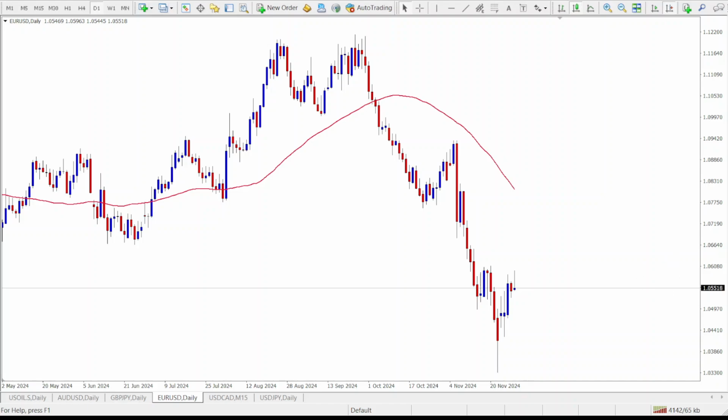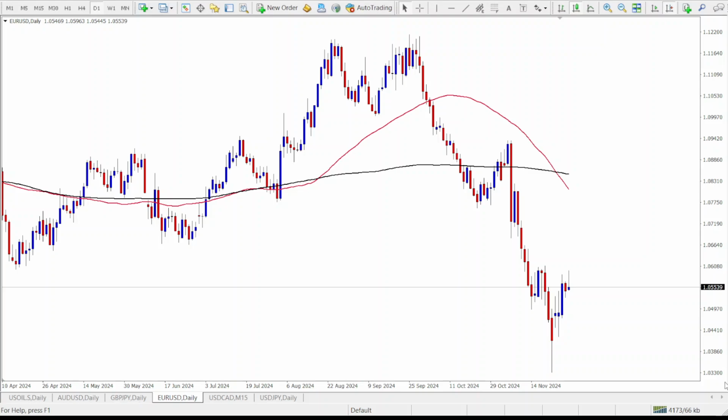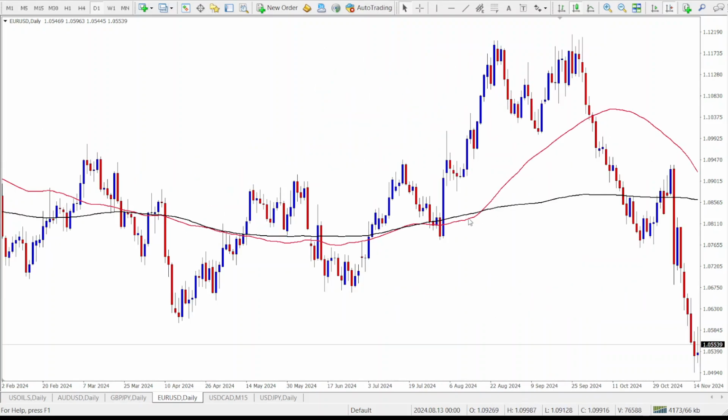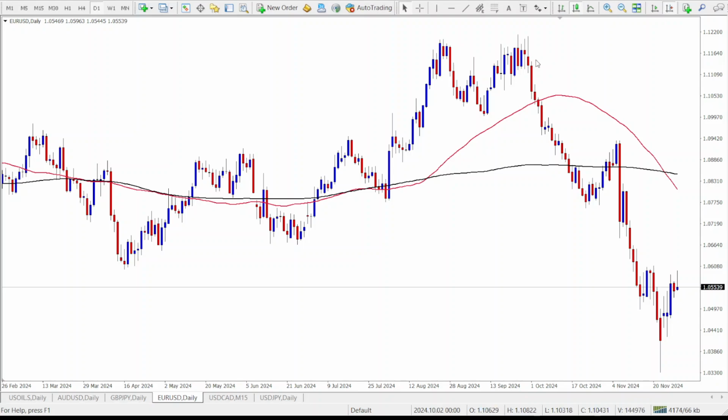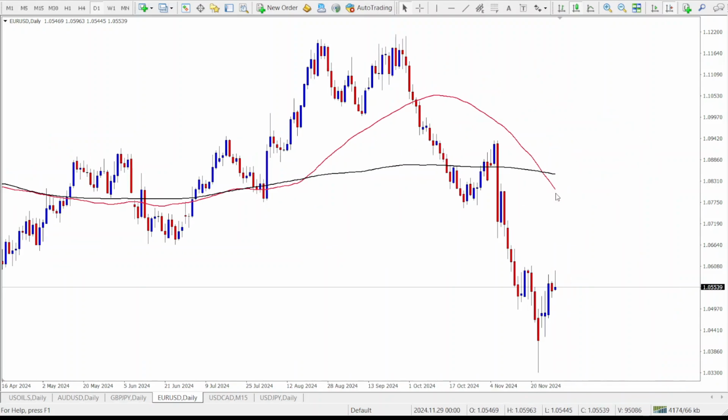Now that we know what the SMA is, let's talk about how to actually use it in the trading strategy. The SMA strategy typically involves two moving averages, a short-term SMA and a long-term SMA. Now, the most common combination is using a 50 SMA and a 200 SMA. So I'm going to add a 200 SMA to the chart. Basically, the signals come when you have a crossover. When the 50 SMA crosses above the 200 SMA, you have a buy signal. And when the 50 SMA crosses below the 200 SMA, you have a sell signal. It's as easy as that.